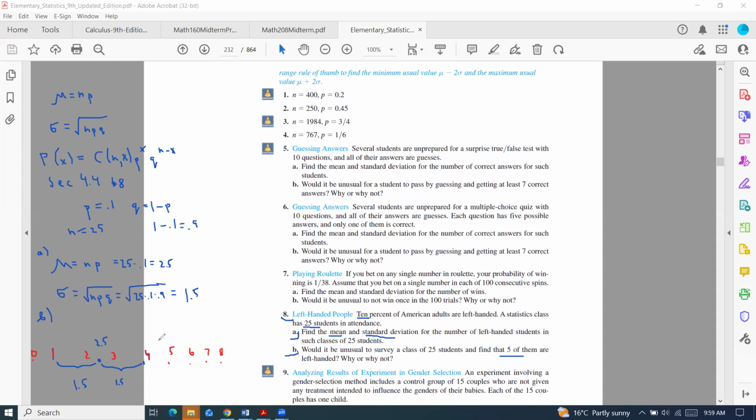What about 5? They ask about 5. Is that likely? It is possible, but the chances of that are not very high. In fact, what I can do is calculate the probability of that. So I can find P of 5 by using the formula from the previous section to see what the chances are that we're going to find so many left-handed people.